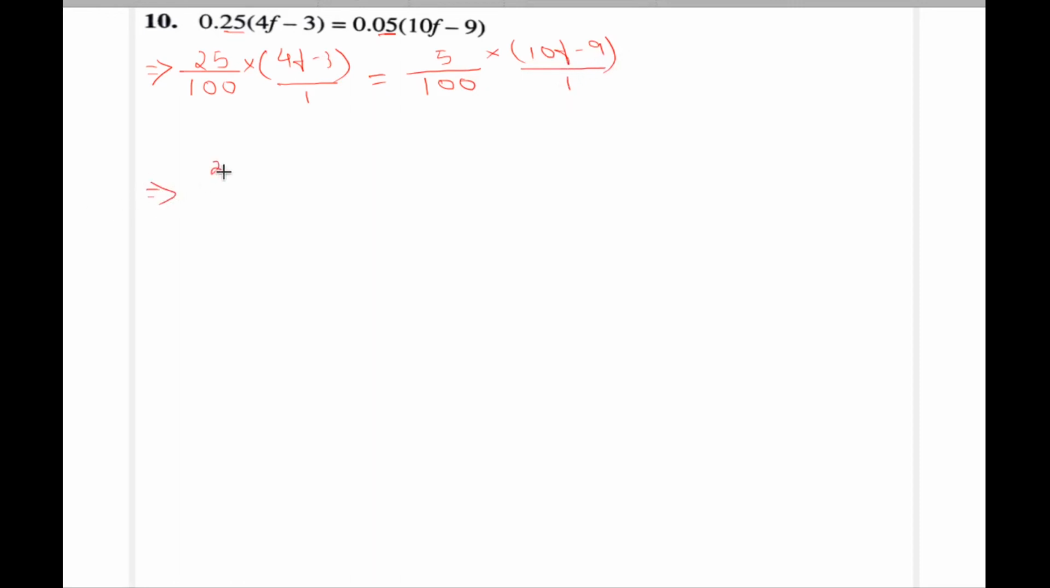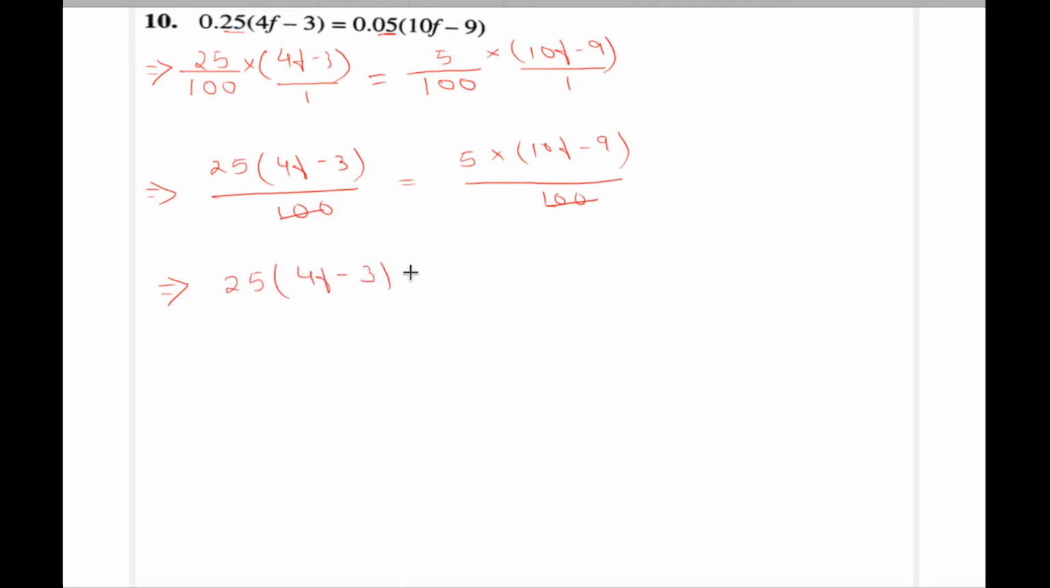Now, numerator multiplied by numerator, by 100, and (10f minus 9) by 100. 100 multiplied by 1 is 100. Okay. Now, on both sides the denominator is 100. Okay. So here we can cancel them out. So we are left with 25 multiplied by (4f minus 3) equals 5 multiplied by (10f minus 9). Okay, now you may think how we can cancel it out.